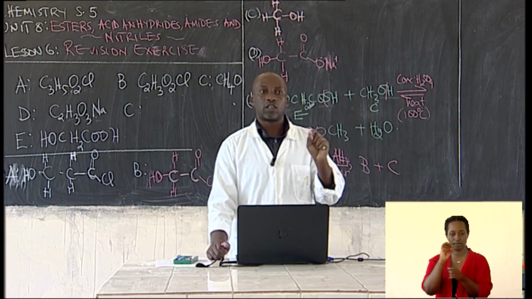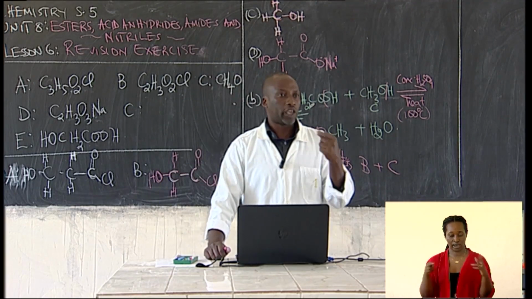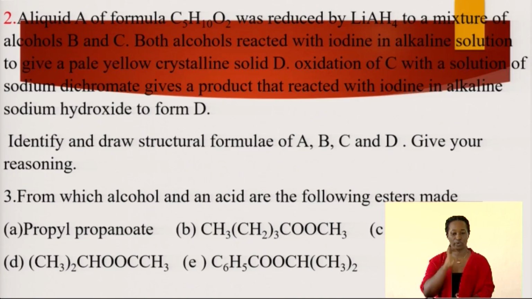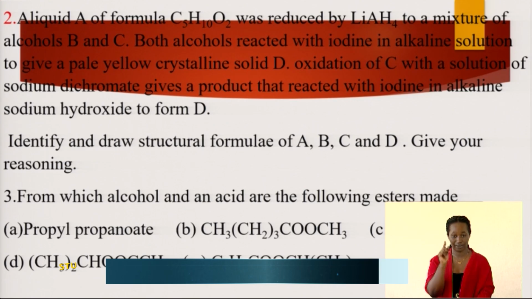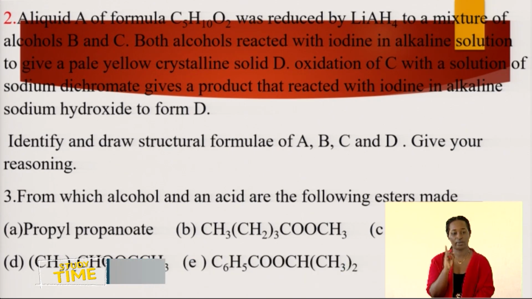Both alcohols reacted with iodine in alkaline solution to give a pale yellow crystalline solid D. So that takes you back to the reactions of alcohols and carbonyl compounds with iodine in presence of sodium hydroxide, which we said is the iodoform reaction. So you need to note that.